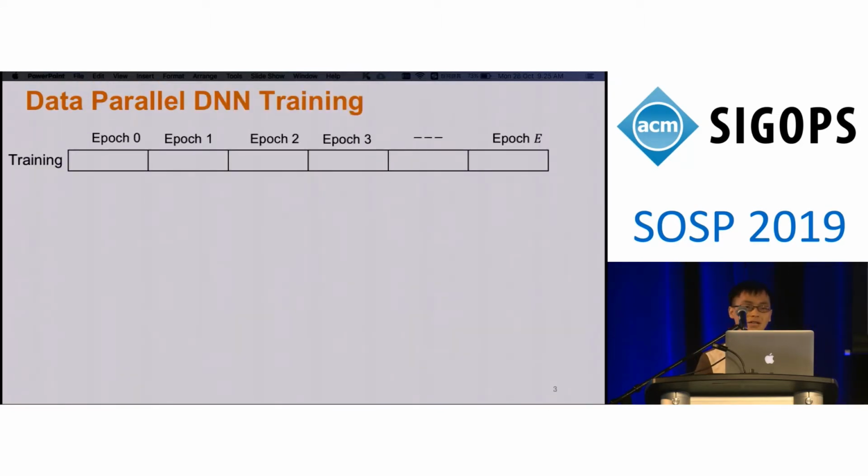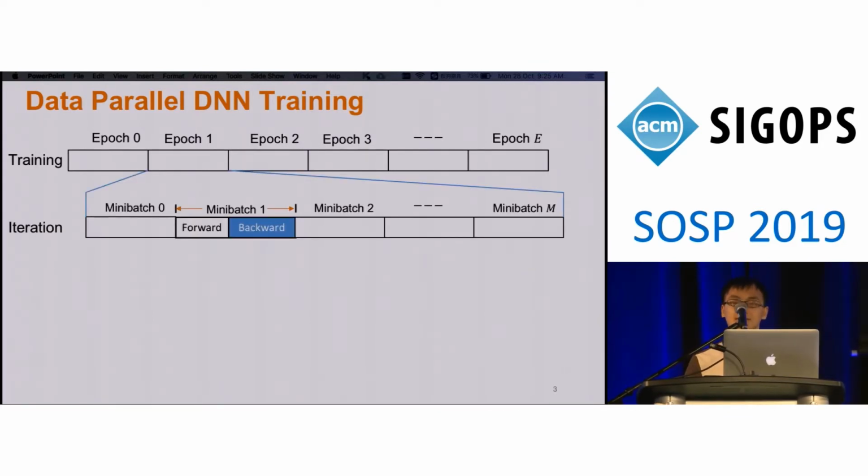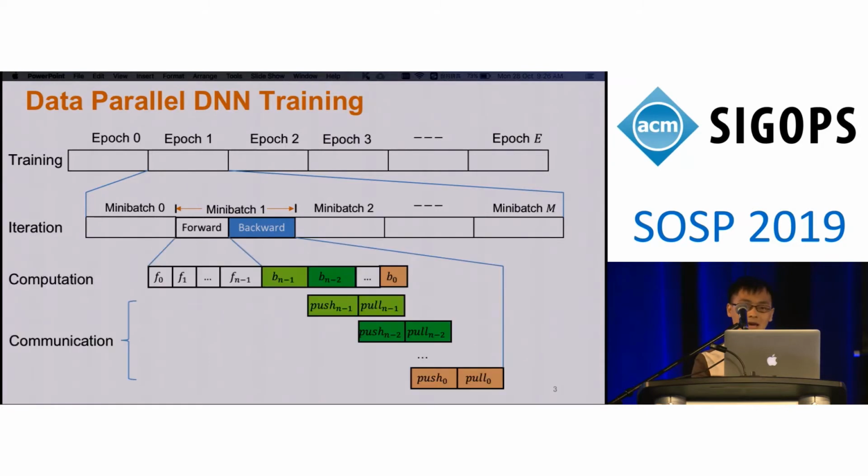In data parallel DNN training, the whole dataset will be trained for many epochs. In each epoch, the dataset will be partitioned into mini batches. In each iteration, the worker does forward propagation to generate outputs and then does backward propagation to calculate gradients. Then the gradients are synchronized among workers using communication architectures like all-reduce or parameter server.